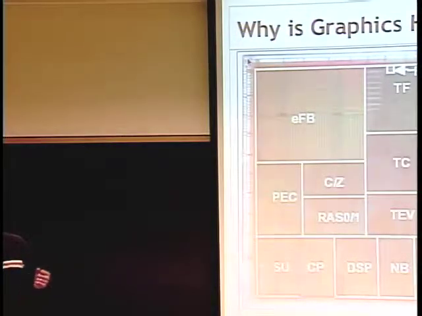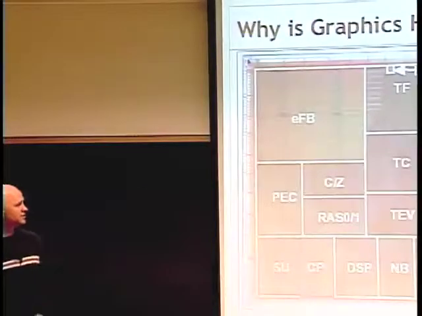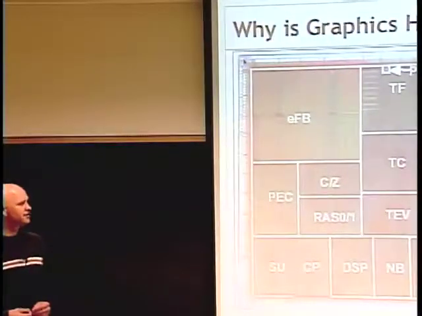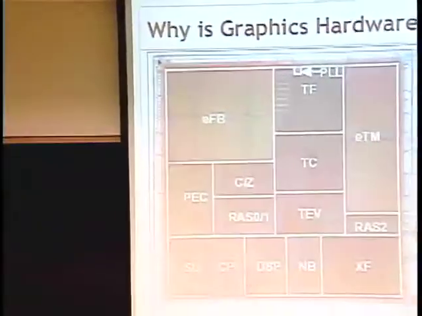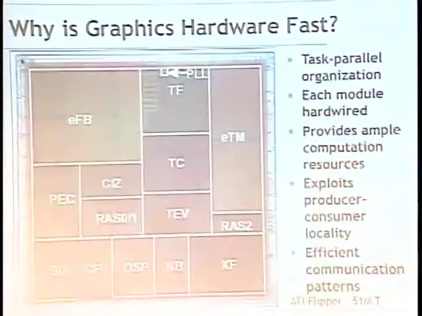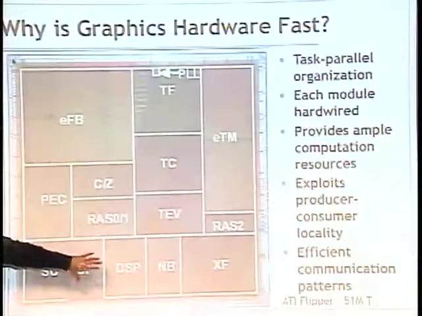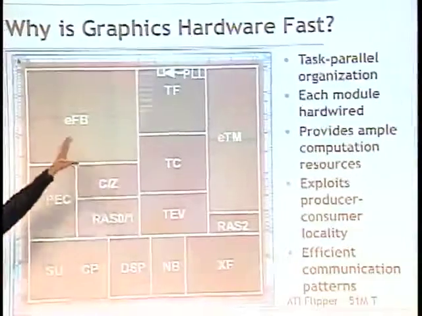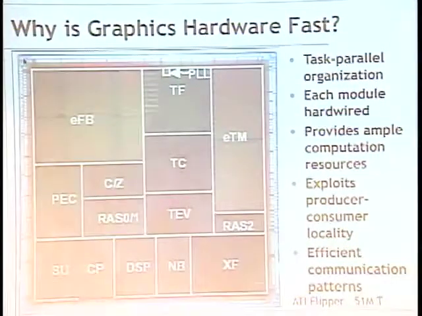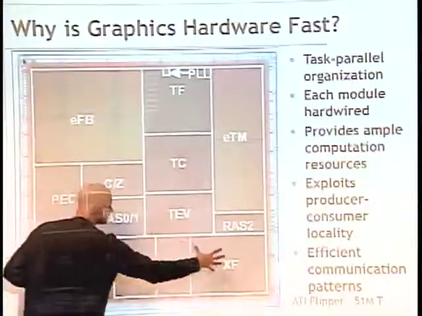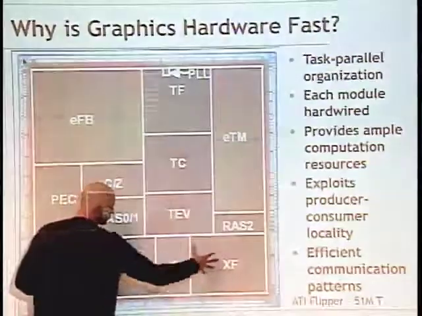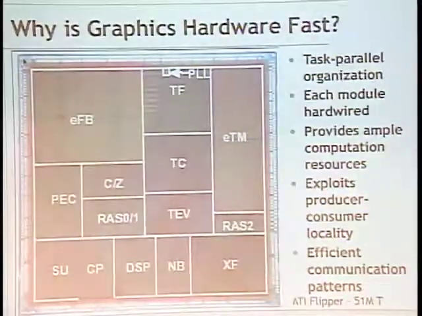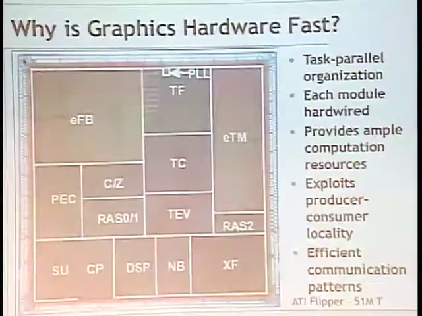Okay. So I like the picture because it shows the task parallel view of how these things are built. Each one of these guys is hardwired to its particular task. Lots of computation, because every one of these guys has its own computation. Producer, consumer, locality, right? You want to produce something and immediately consume it, and you want that to be efficient. When you put two things next to each other, it's going to be really efficient. He produces it, just feeds it to the next guy. It works very nicely in a pipeline kind of structure. So that's kind of cool. The communication patterns are very efficient.